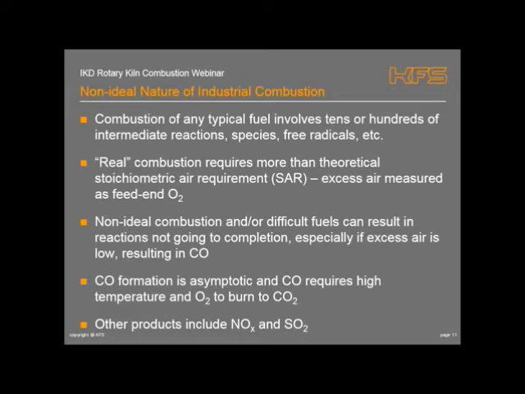Not ideal combustion, and when you're using difficult fuels, can result in reactions not going to completion. This is when the combustion hasn't gone all the way through to CO2, and it's often experienced through measurements of CO, carbon monoxide, at the back end of the kiln operation. CO formation is asymptotic, it rises quickly, and it requires a high temperature and oxygen available to burn through to CO2, carbon dioxide. So once it forms in the operation, even though there may be some O2 available further on, if the temperature is not sufficiently high, it will remain as carbon monoxide. Other products that we'll talk about are NOx and SO2, which will not be covered in this particular presentation.